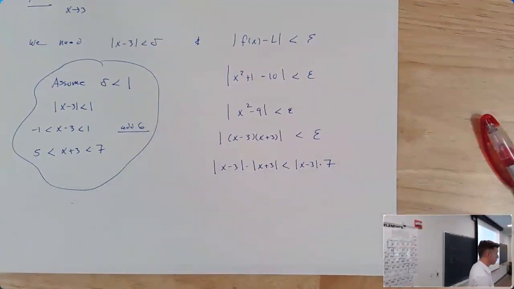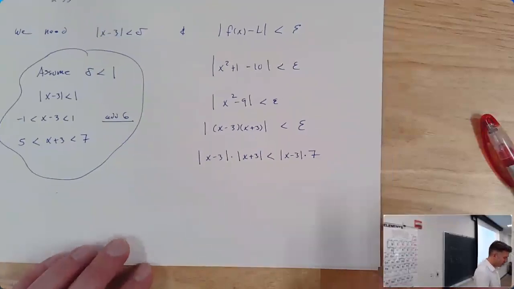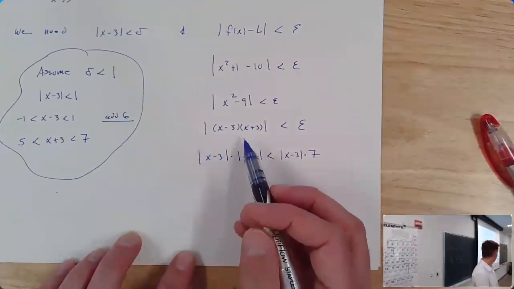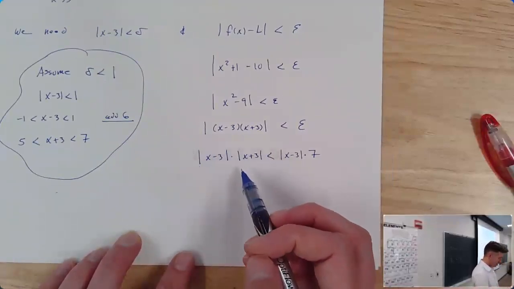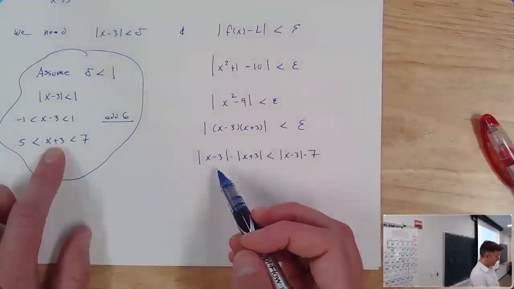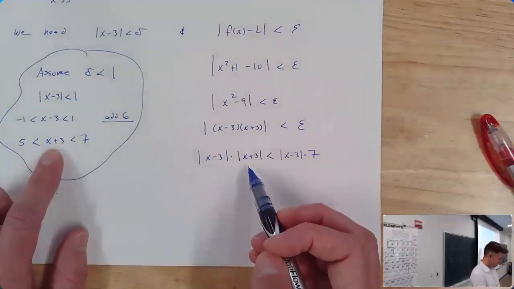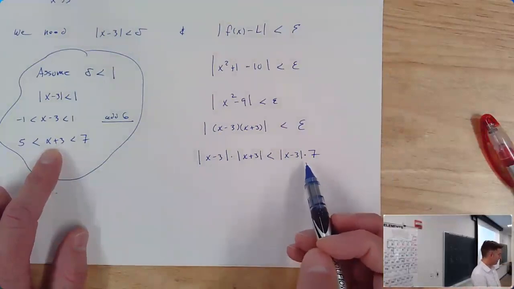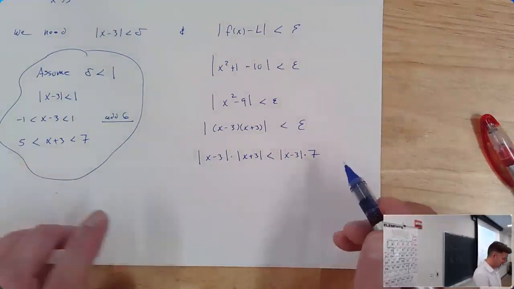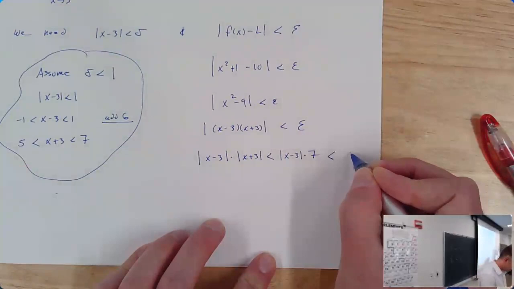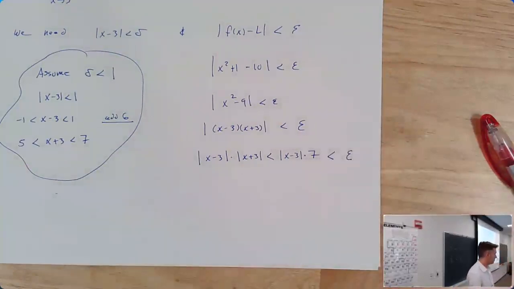Can you explain that last bit you wrote? Because that's what had me lost when you were explaining. Right. So the thing is, we're trying to say something about this. And because I said that x plus 3 is less than 7, it is true that the absolute value of x plus 3 is less than 7. And then I'm going to say that this is less than epsilon.